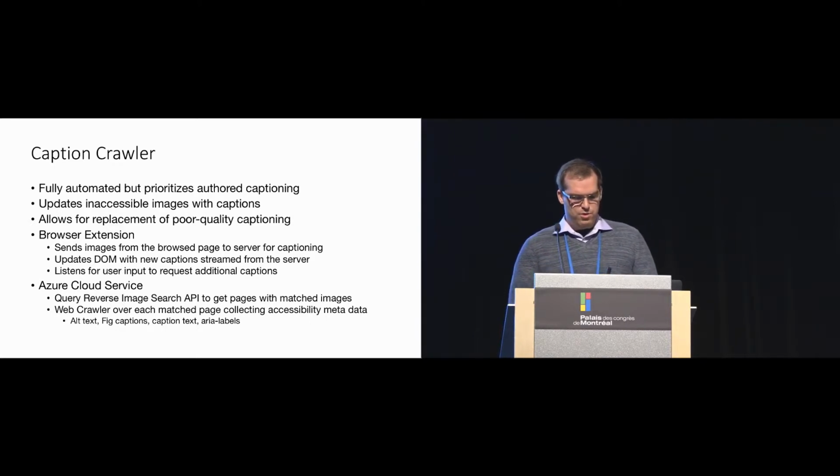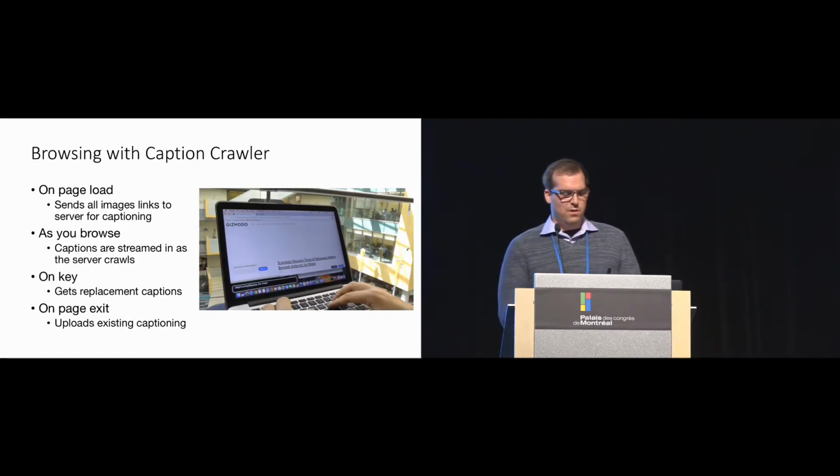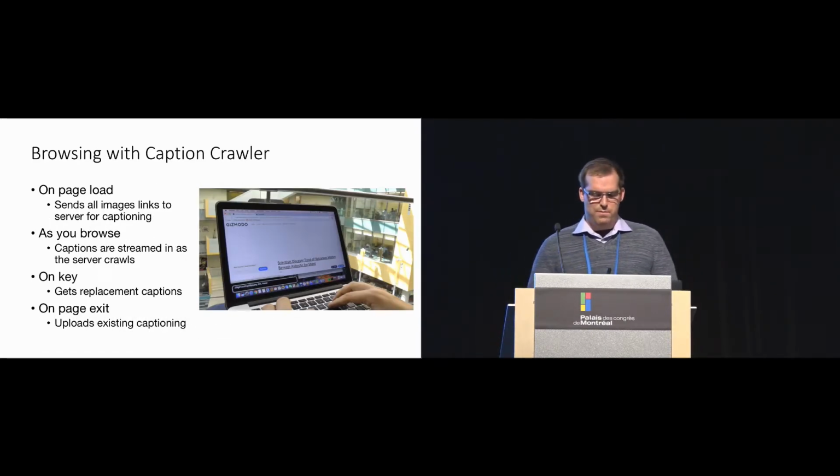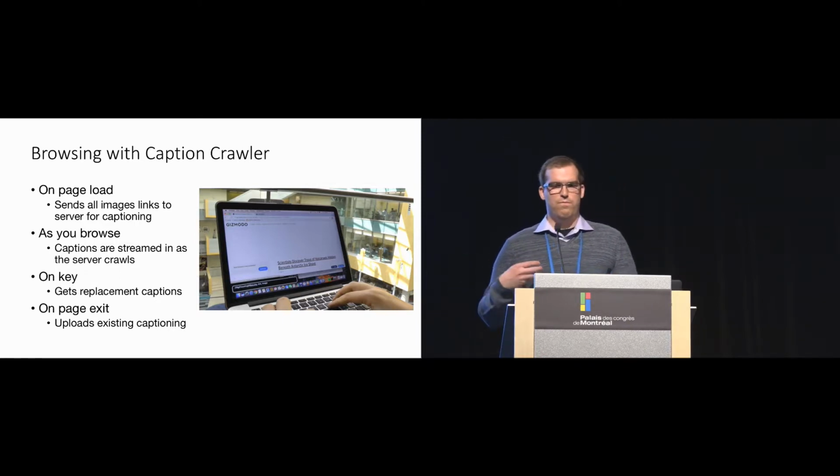The cloud service retrieves the collection of links to pages hosting that same image online using a reverse image search API, and launches a crawler to retrieve captions and other accessibility metadata from the pages hosting the image. When a page is loaded, it sends all of the images in the page to the server for captioning. When a caption is found, it is returned to the user via a retrieval policy. If the user wants to hear another caption, they can simply request it using a key press, and the server will produce another caption.